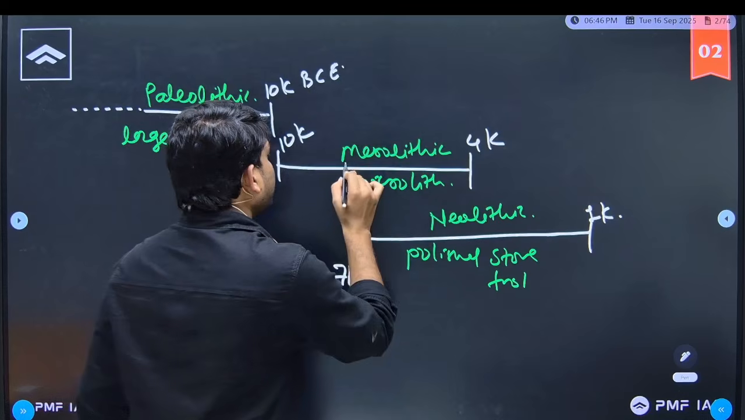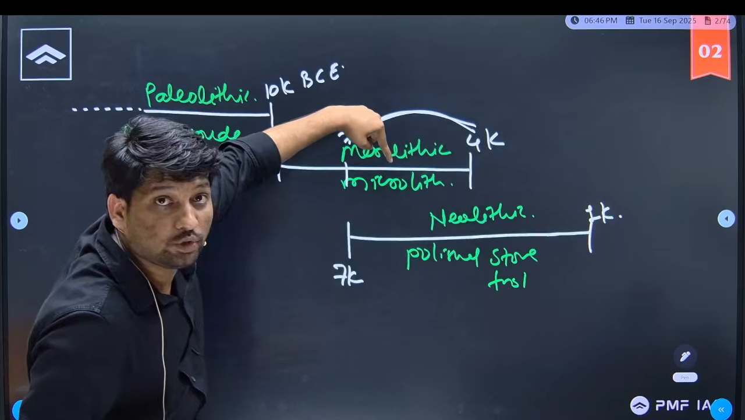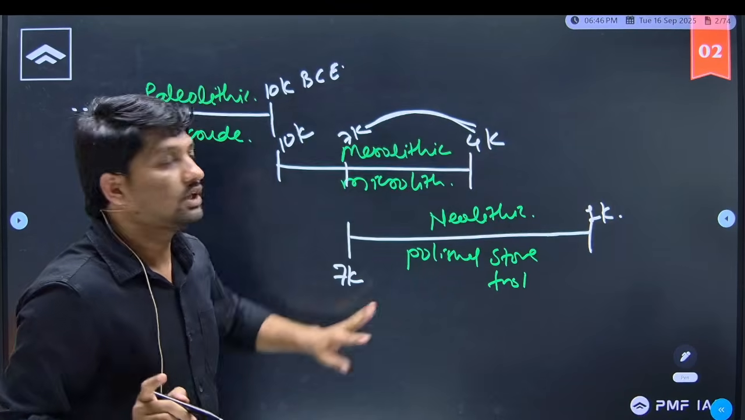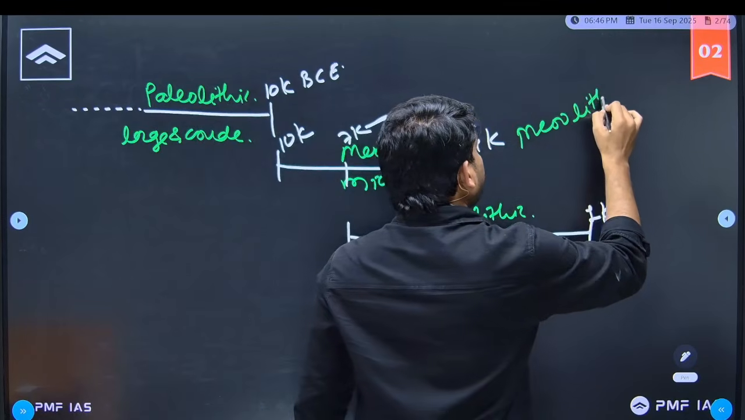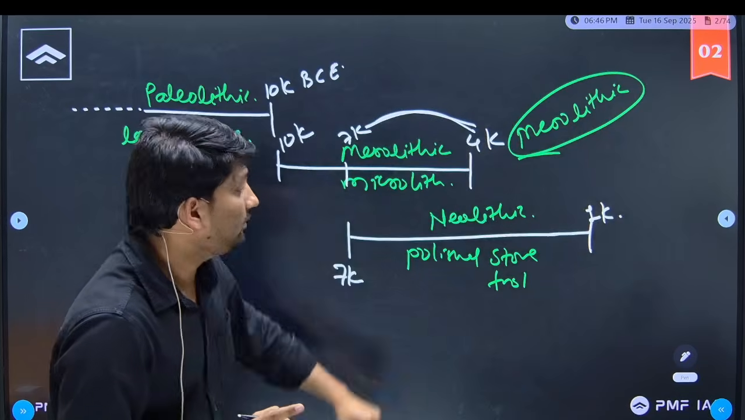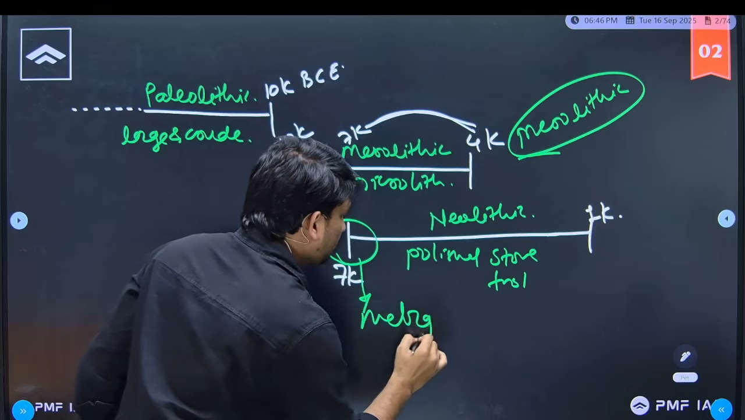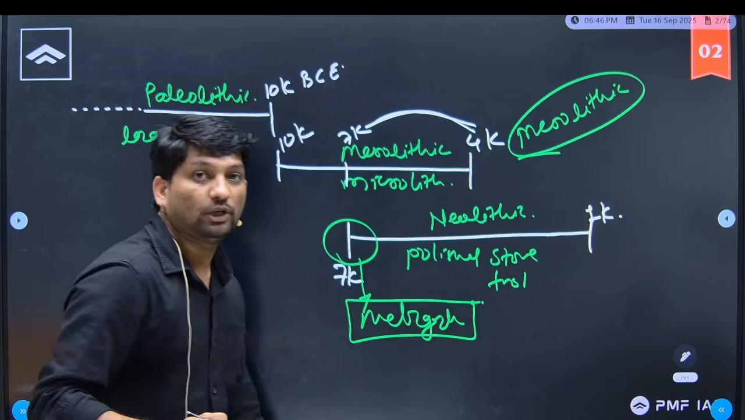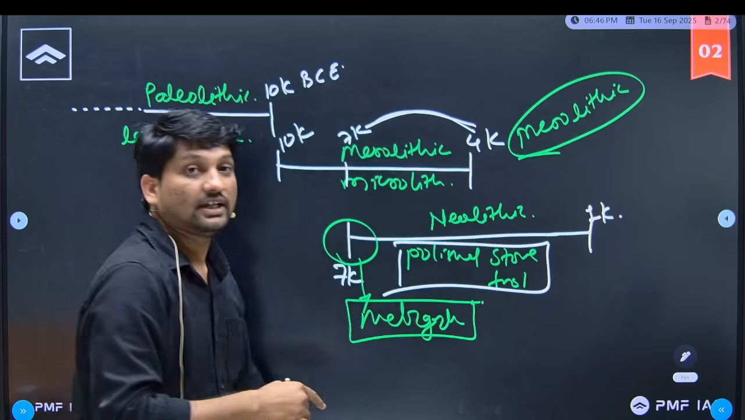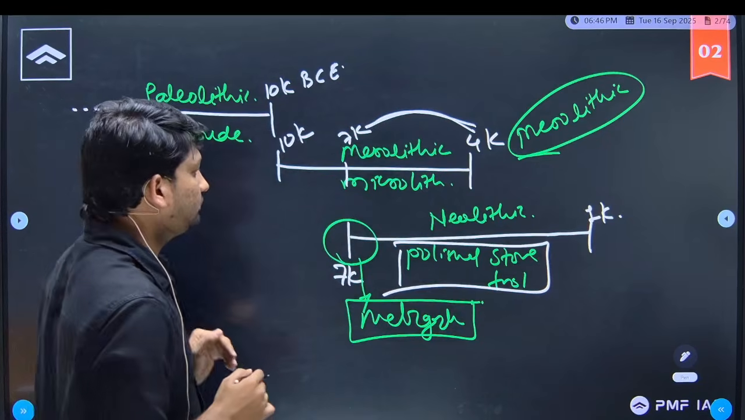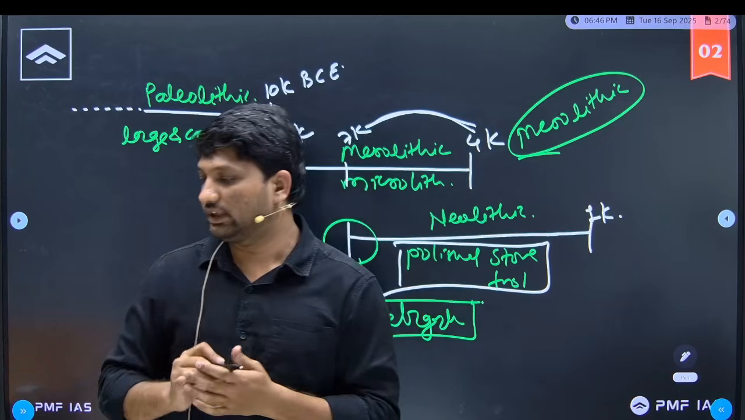If you consider this is 7K, from 7K to 4K, in certain regions people were using microliths. They did not start using polished stone tools, so they were in the Mesolithic period. At the same time, people of other regions, around 7K, people of Mehrgarh, currently in Baluchistan, Pakistan, started using polished stone tools. So these sites were in the Neolithic phase. Everything is clear till now? We have already discussed all these aspects. What is Paleolithic, Mesolithic and Neolithic? Everything is clear?